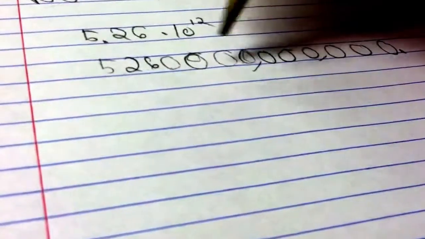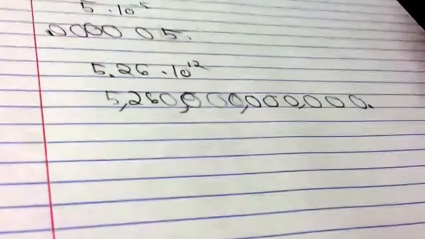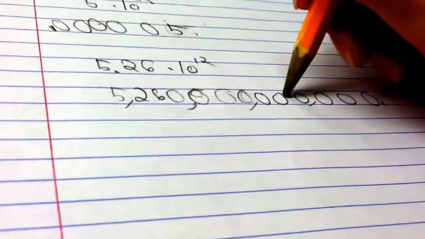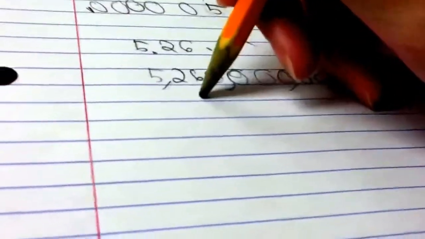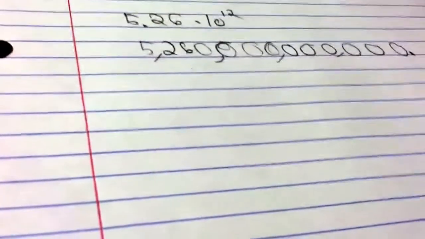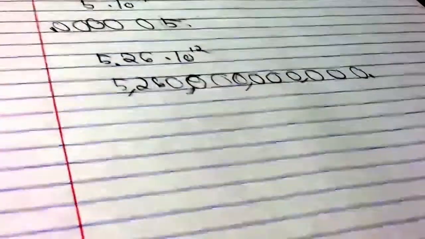Now 1, 2, 3, 1, 2, 3, 1, 2, 3, and 5. I can't even read that number because it's too big. That's thousands, hundreds, thousands, millions, billions probably. So that's probably 5 something. Well, that's 5.26 times 10 to the 12.